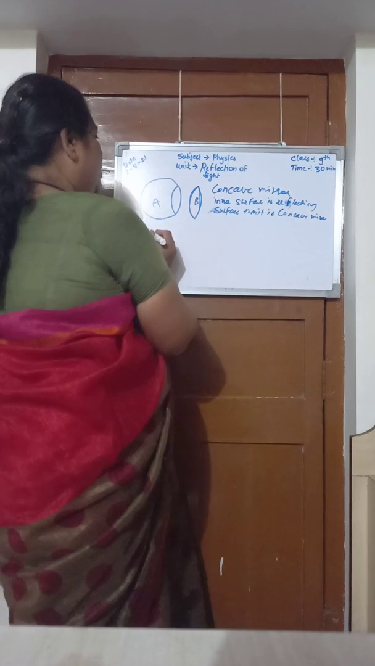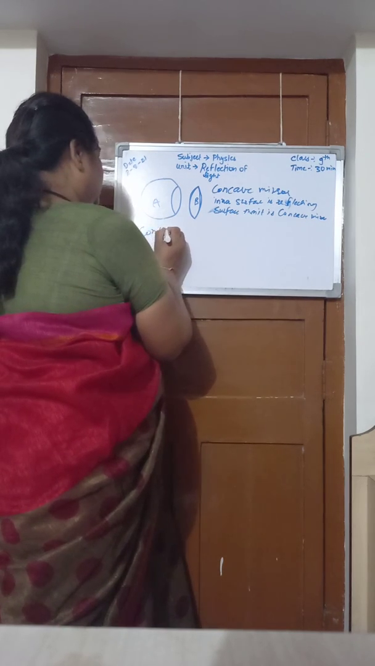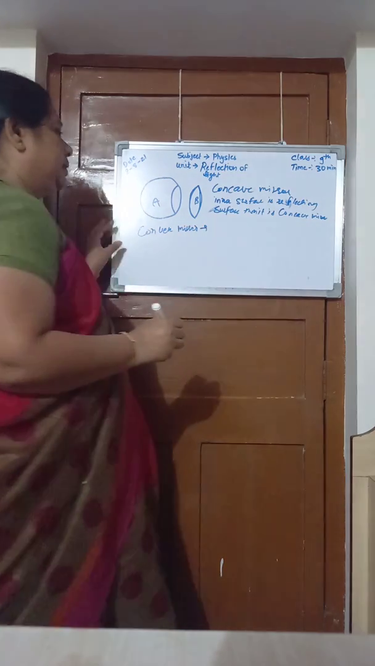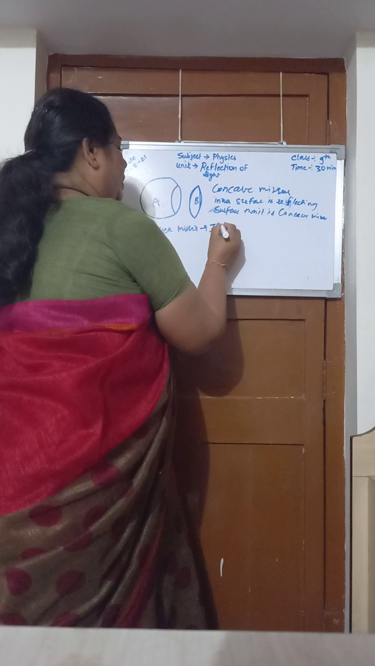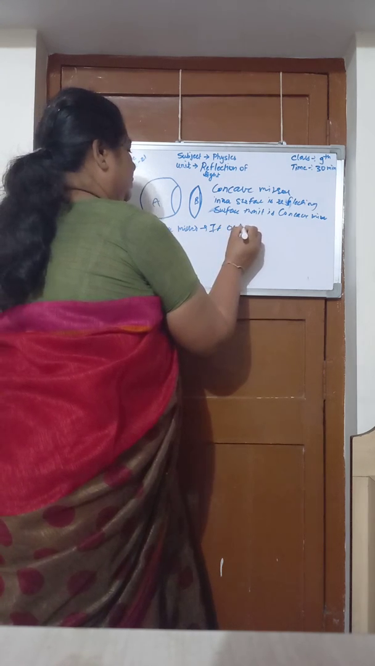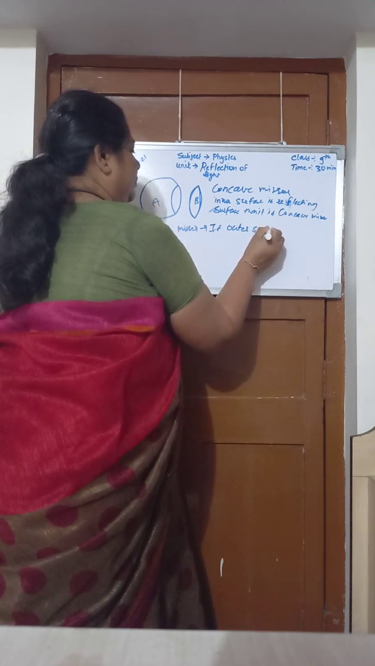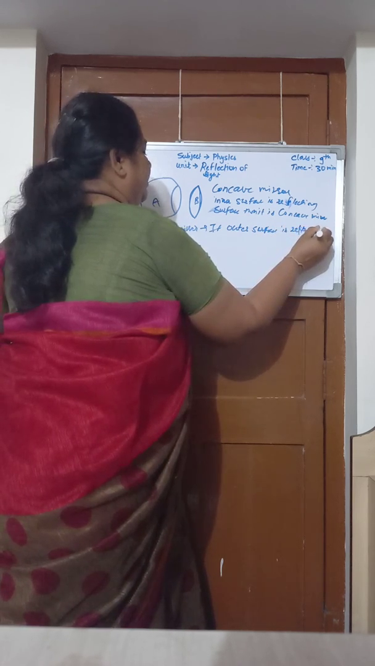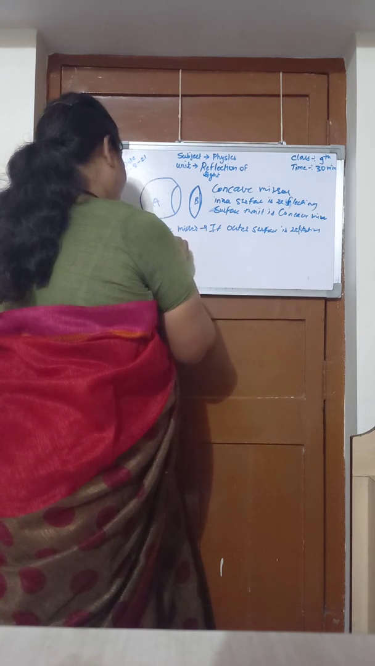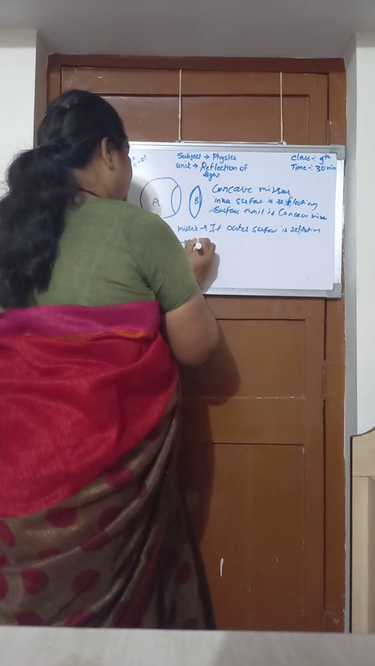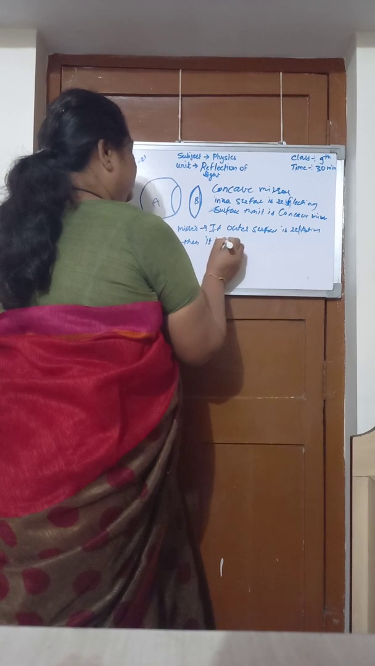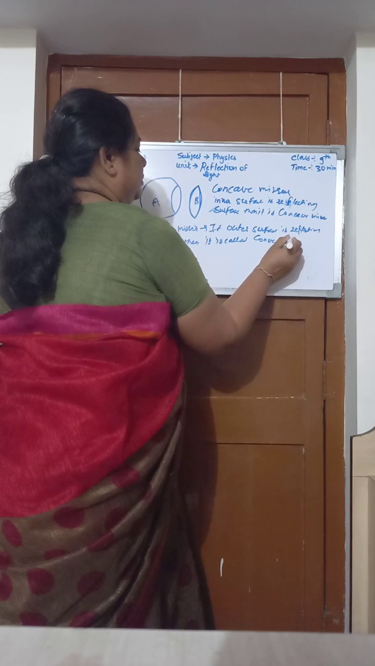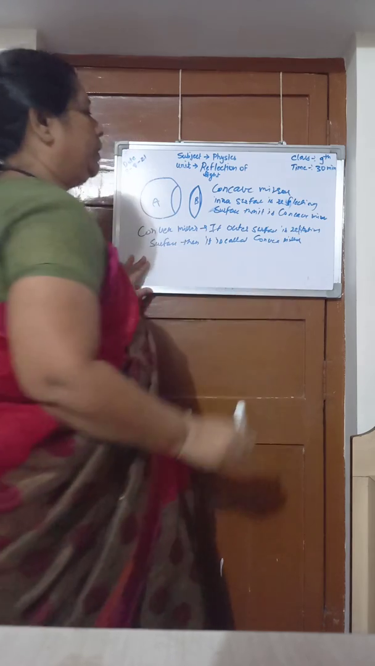Then we have to see convex mirror. If the outer surface is the reflecting surface, then it is called a convex mirror. Got it up to this?